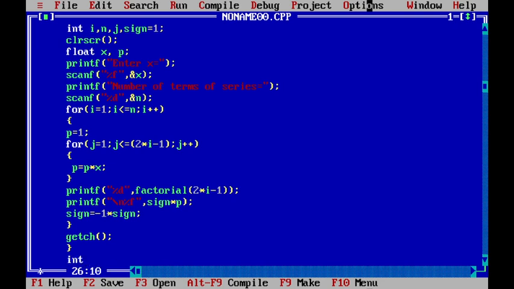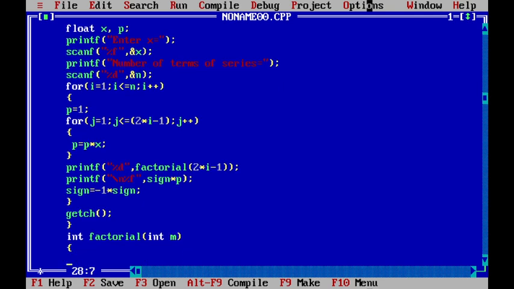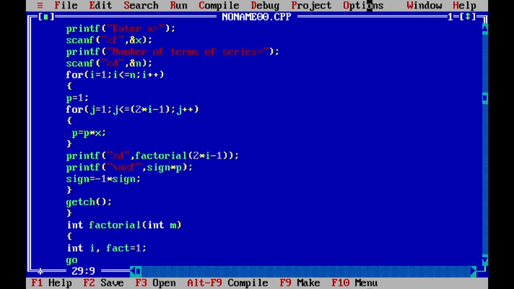Say, integer factorial, integer num. Then next declare a variable integer, say i, and one more variable, fact. We are going to return this fact. So fact is equal to 1, for i is equal to num, i greater than 0, and i plus, i minus.